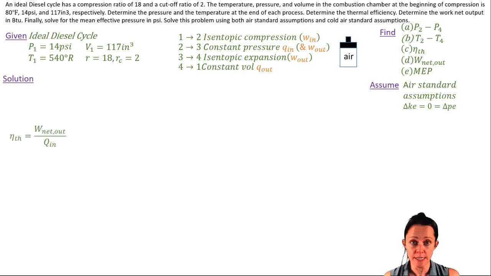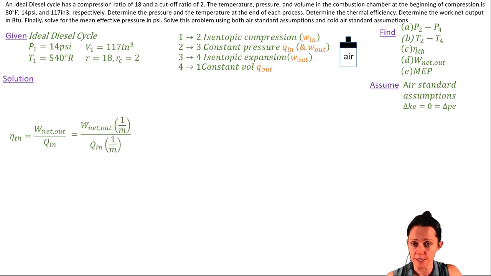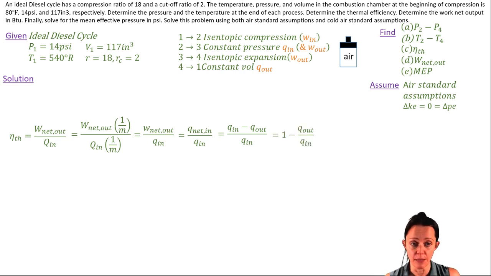So my thermal efficiency is big W net out over Q in. That's how it's written on the equation sheet. And of course, I could put things in terms of little w's and little q's. And then I remember for any cycle whatsoever, power cycle, refrigeration cycle, doesn't matter, the work net in is equal to the Q net in. And so this is Q in minus Q out. And so my thermal efficiency can be written as 1 minus Q out over Q in.